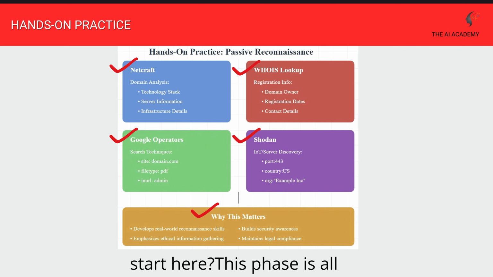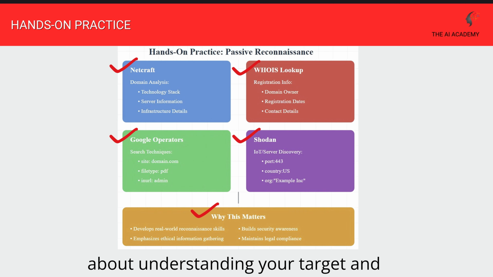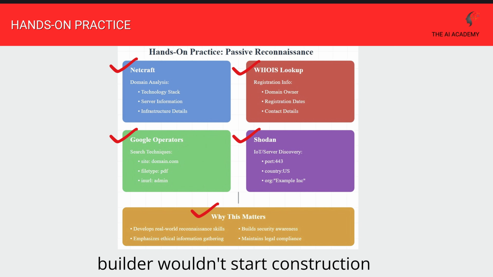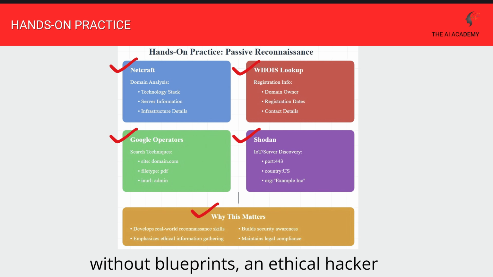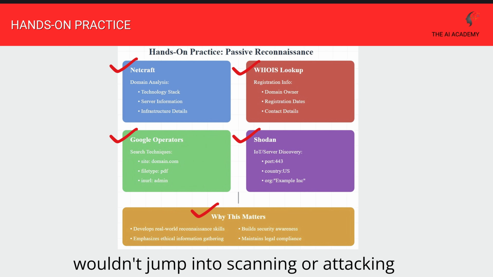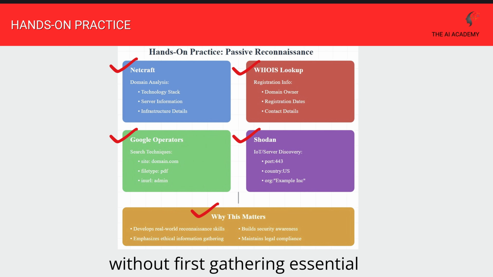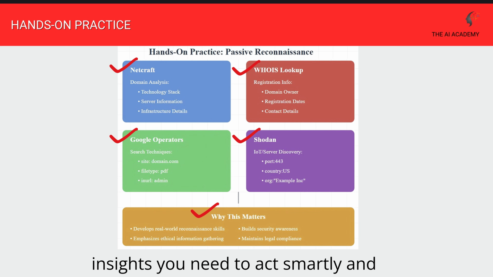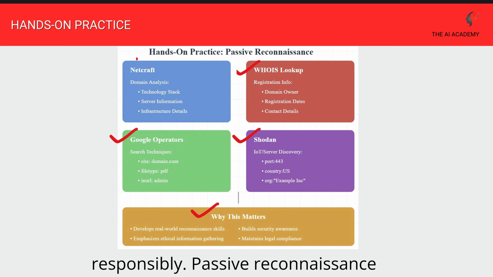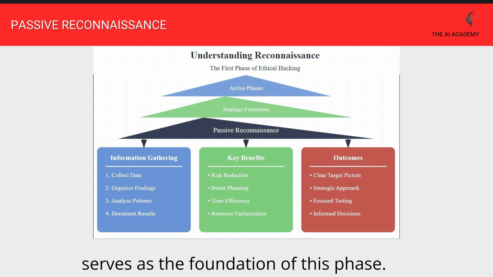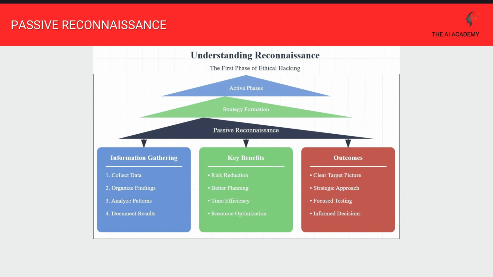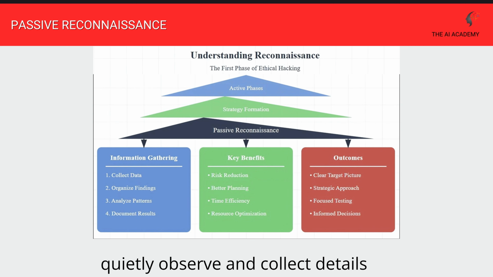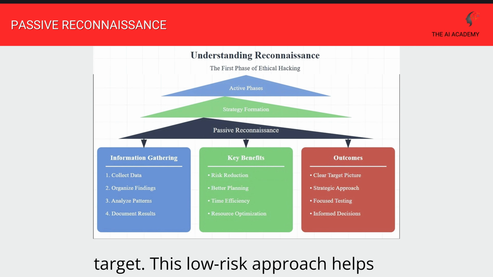Why start here? This phase is all about understanding your target and building a solid strategy. Just like a builder wouldn't start construction without blueprints, an ethical hacker wouldn't jump into scanning or attacking without first gathering essential information. Reconnaissance gives you the insights you need to act smartly and responsibly. Passive reconnaissance serves as the foundation of this phase. It's your starting point, where you quietly observe and collect details without interacting directly with the target.